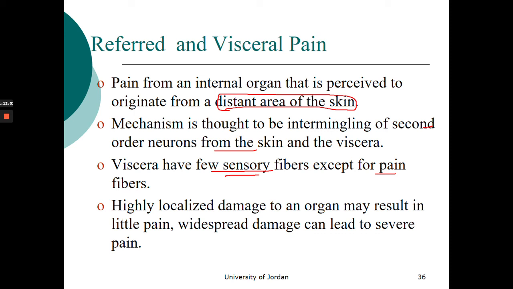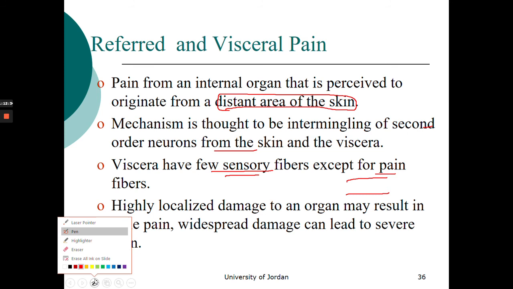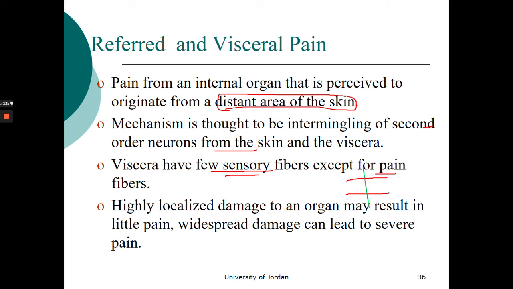Now, visceral pains are slow pains. They are throbbing. They are aggravating. They are a summation of pain fibers, because the chemicals that are released stimulate the pain fibers. Pain receptors are not that dense in the viscera, so they can cut the viscera here with a scalpel without feeling pain, because to feel pain in the viscera, you have to stimulate a larger area of the viscera. So highly localized damage of an organ may result in little pain. Widespread damage can lead to severe pain because of summation here.